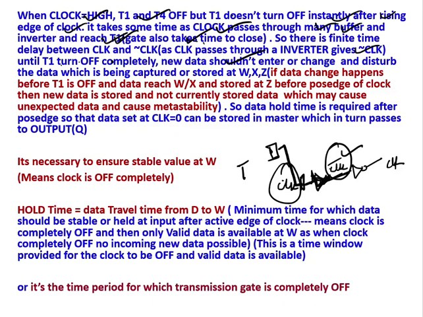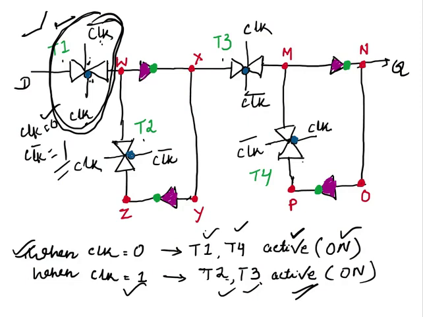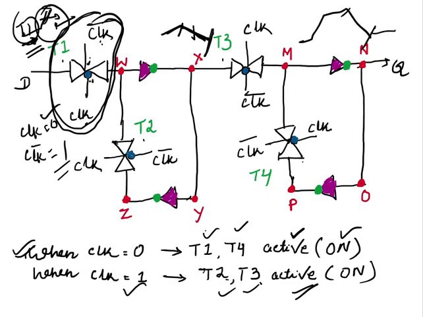Until T1 turns off completely, new data should not enter. Because once it is fully off, that means open circuit, new data cannot pass through this one. It will not allow new data, right? But it is not completely off. We think T1 is off, but it is not completely off. So the possibility is there that during the time when it is trying to turn off, that means this transition from 1 to 0, right? So during this time period, when this clock is being turned off, the possibility is there that new data enters through this one. So in that scenario, what will happen?